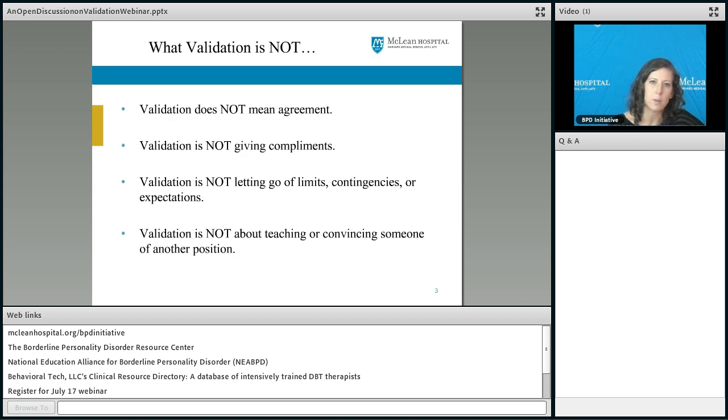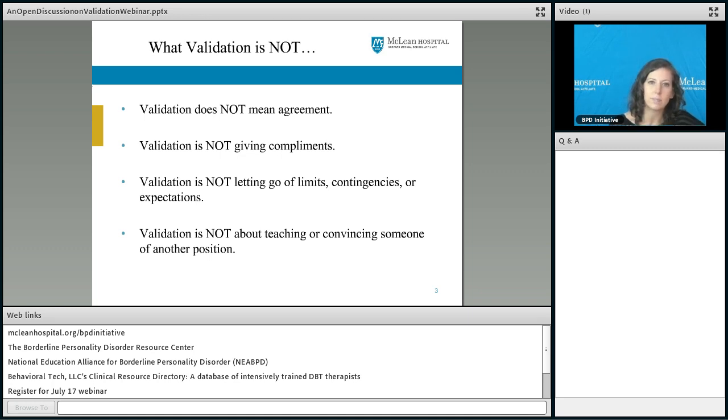It actually can be one of your most powerful tools in setting limits and holding contingencies and stating expectations. Because what we know is that if people feel like you're paying attention to how they feel in the moment, they're actually more apt to listen to what comes next.